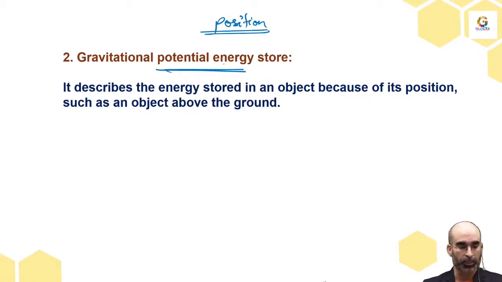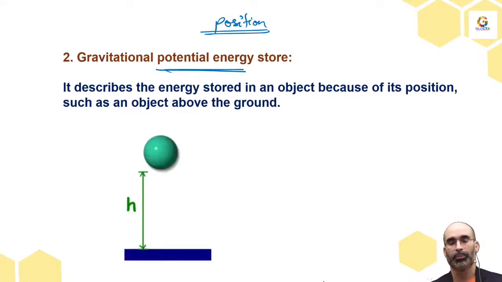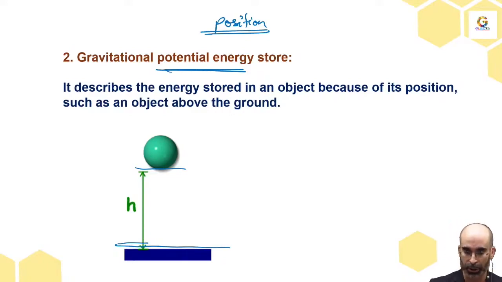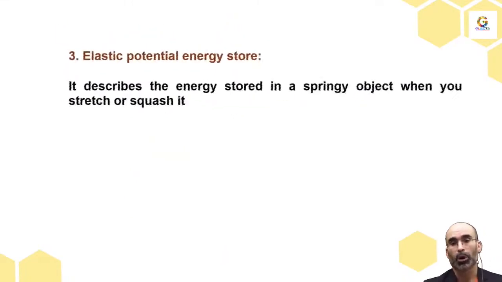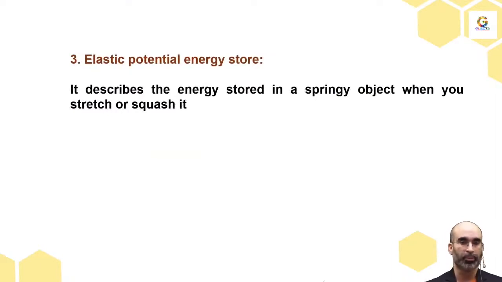So what is it? Now let us understand. It describes the energy stored in an object because of its position, such as an object above the ground. You see here, this ball is above the ground, this is the ground, and this is height h above the ground, and that is why it has gravitational potential energy stored in it.